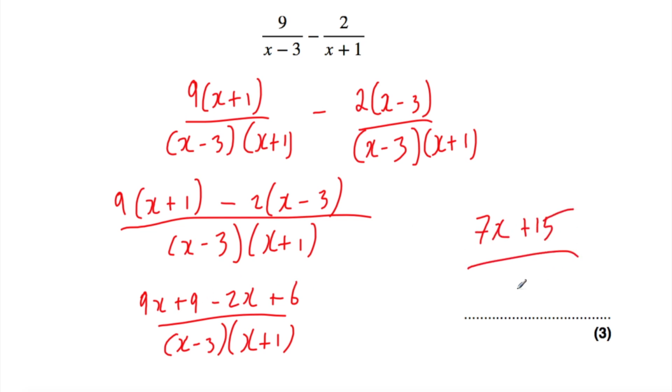And then our denominator would just stay the same as x minus 3 and x plus 1. And that's it. And that's our answer: 7x plus 15 over x minus 3, x plus 1. And if you got that, well done. Okay, let's look at our next question.